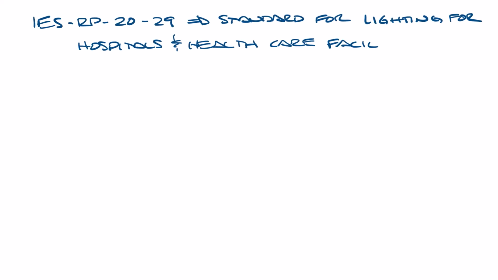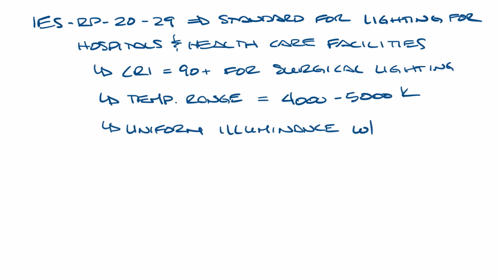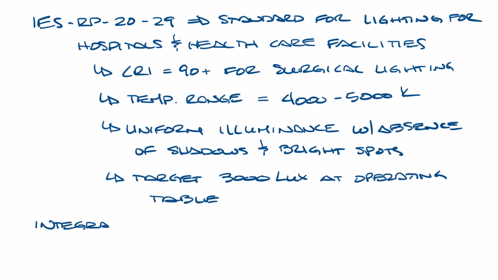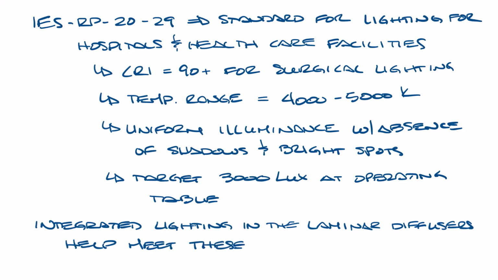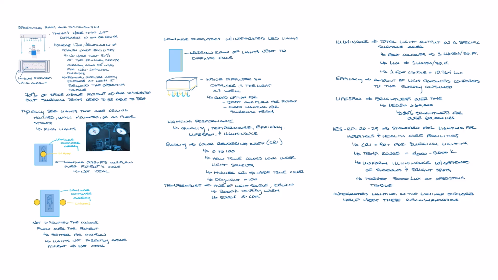Let's move this up again. For operating rooms, IES RP 2920, the standard for lighting for hospitals and healthcare facilities, recommends lighting with a 90 plus CRI for surgical lighting, a color temperature in the range of 4000 to 5000 Kelvin, uniform illuminance with the absence of shadows and bright spots, and a target illuminance of 3000 lux at the operating table. Integrated lighting in the laminar diffusers help meet these recommendations. So let's bring all this back on screen. And I didn't lay that out well, so let's rearrange it a little bit. So that's an overview of laminar diffusers with integrated lighting.